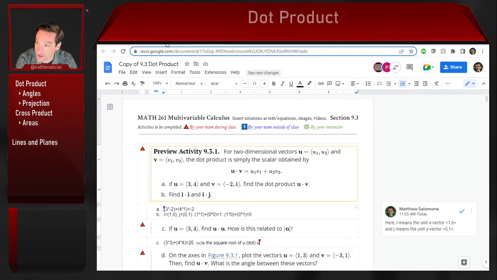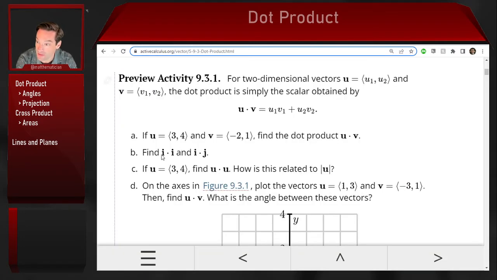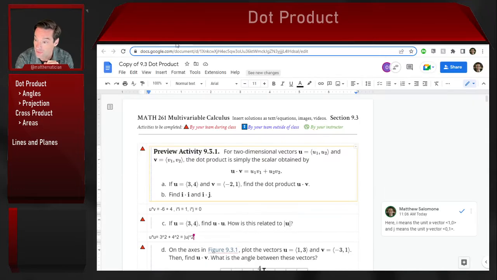And then in the second part, you're asked to do that dot product with the vector i and itself. Here i is the unit vector in the x direction, so i means (1, 0). And j is the unit vector in the y direction, so it means (0, 1). So you found that those dot products were respectively 1 when I take the dot product of i with itself, and 0 when I take the dot product of i with j.